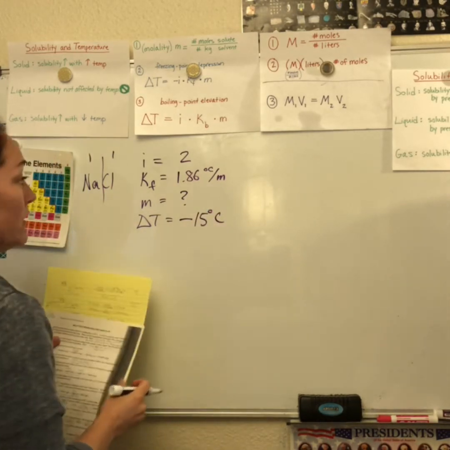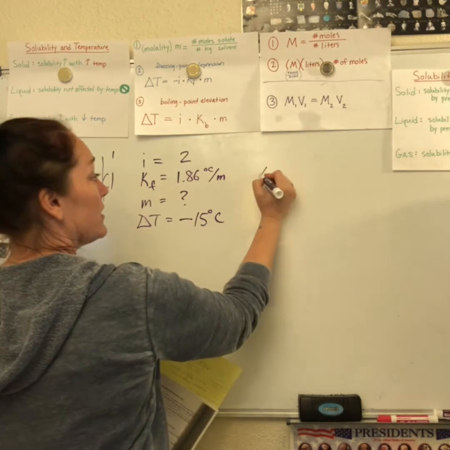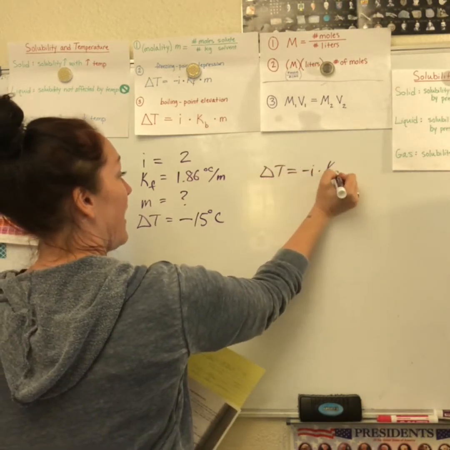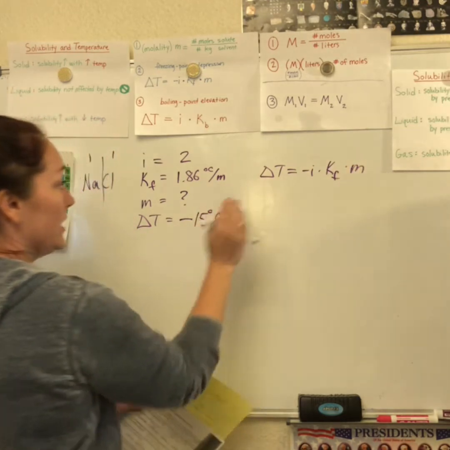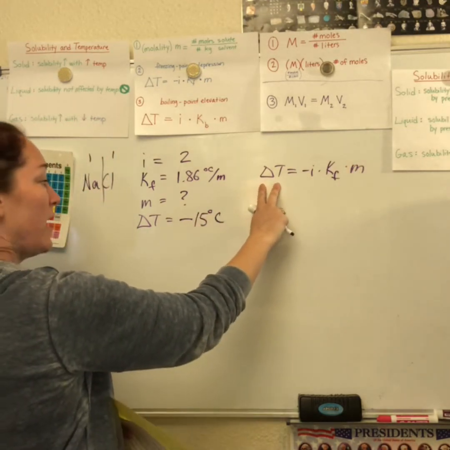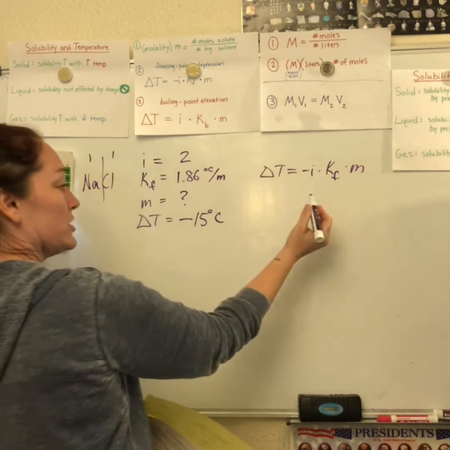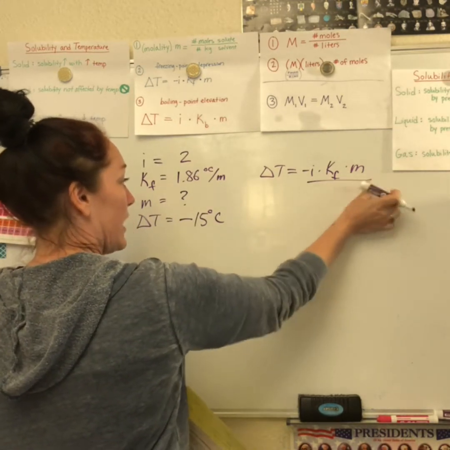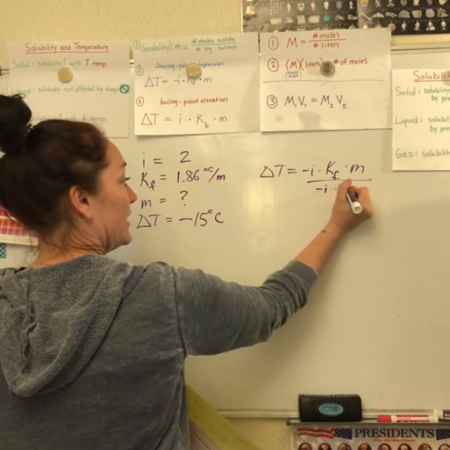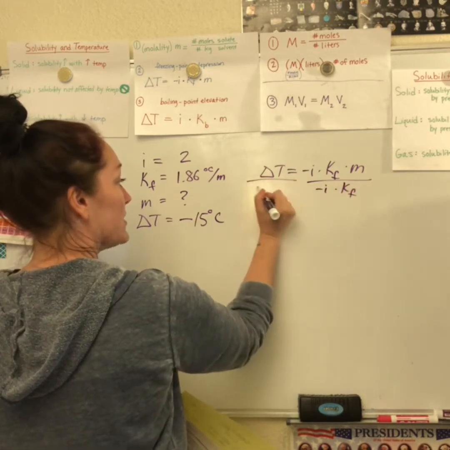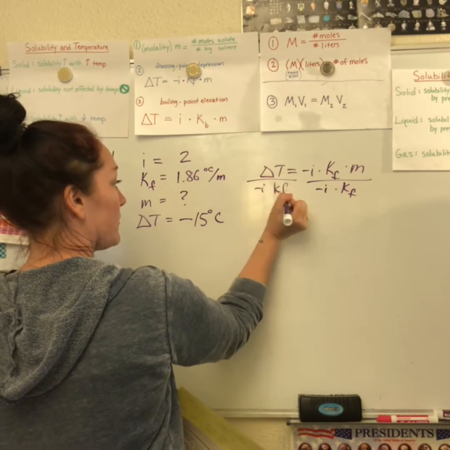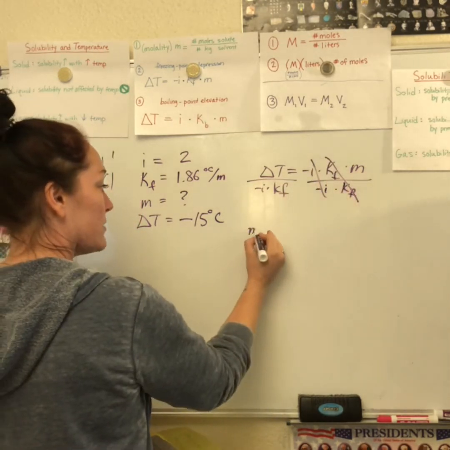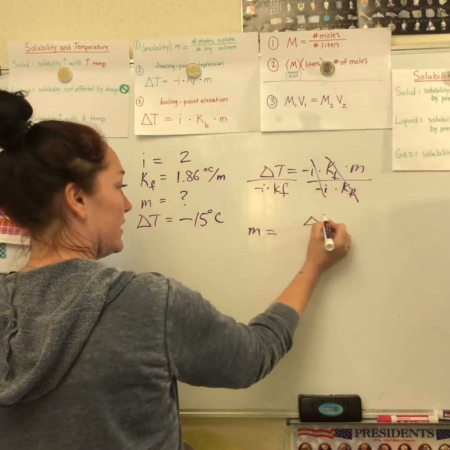So now I'm going to write out my equation, which is delta T equals negative I times Kf times M. Now, in this case, I'm not solving for delta T, so I'm going to rearrange my equation to solve for M, okay? So I'm going to use algebra to do that. I'm going to divide by negative I times Kf on both sides. So they cancel here, which is an M that I'm left with. Okay, so I'm just going to rewrite this quick so it's a little bit cleaner.